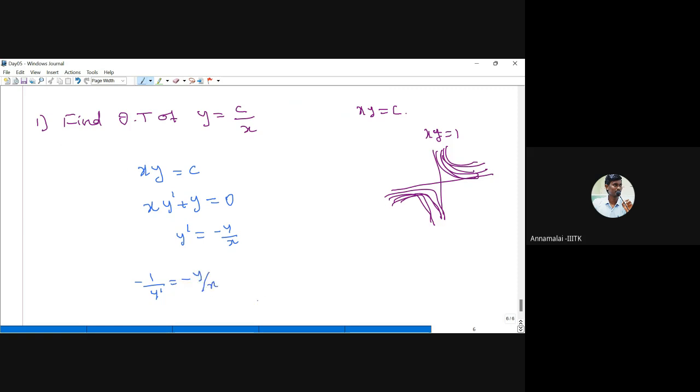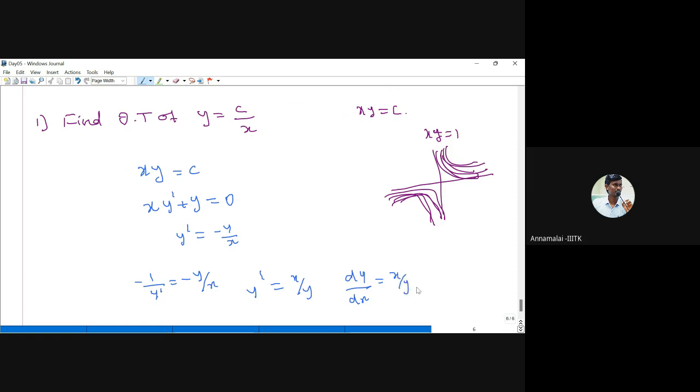Minus minus cancel, just cross multiply, we get y dash equal to x by y. Now we need y, so we have to solve the problem. So what is y dash? dy by dx equal to x by y.